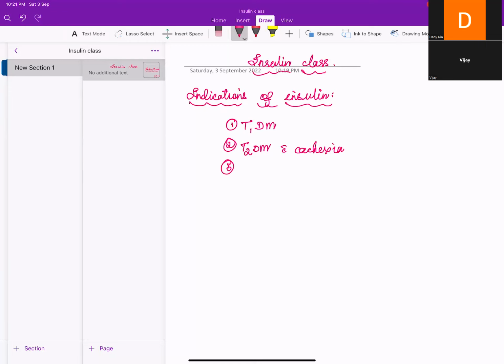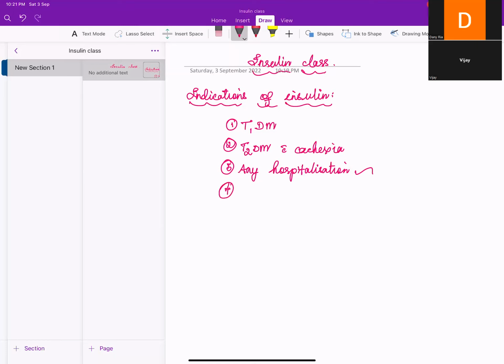Next is a critically ill patient. Any hospitalization. Whenever a diabetic patient gets hospitalized for whatever reason, be it a surgery or a critical illness, for ICU care, preferably we have to give insulin, because giving oral hypoglycemic agents will cause so much drug interaction. They will not have predictable absorption and predictable action, whereas insulin is not so. So for any hospitalized patient, we should start preferably on insulin.